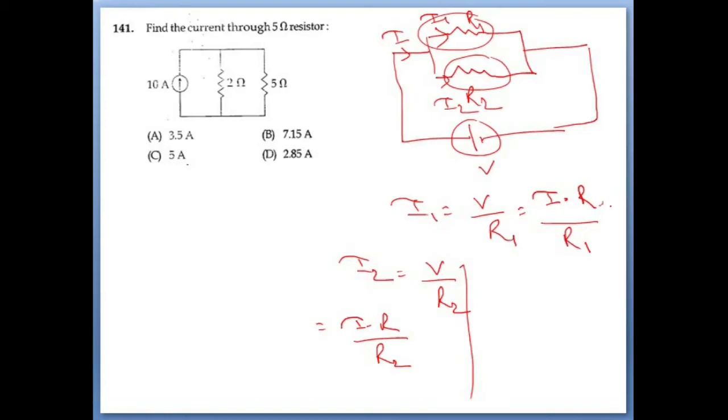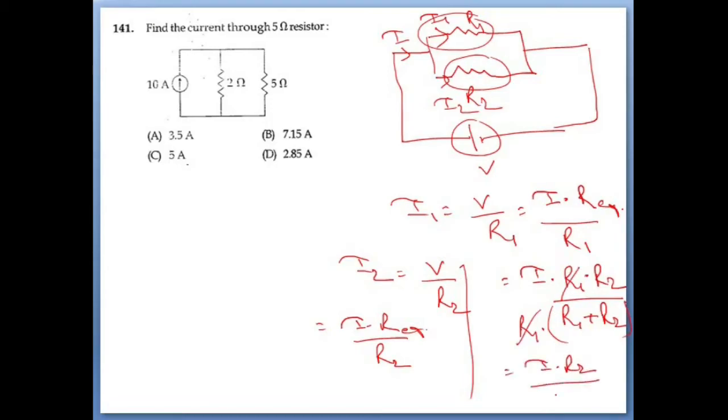What is this R? This R is R equivalent. Now what is R equivalent? R equivalent is equal to R1 into R2 by R1 plus R2. In parallel combination, I had told you in the previous lecture that R equivalent is equal to R1 into R2 by R1 plus R2. Below there is another R1, R1 and R1 will cancel. So I into R2 by R1 plus R2. If you will solve this, it will come as I into R1 by R1 plus R2.